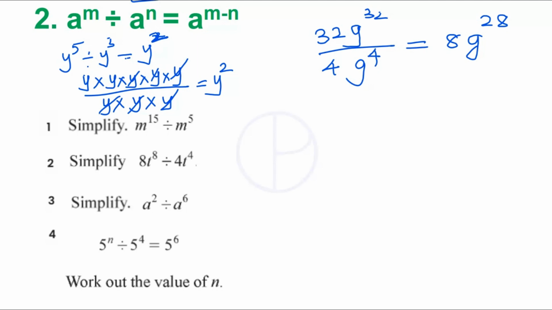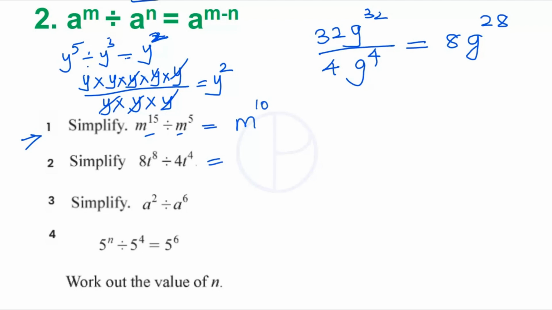Okay. First, you have to divide the numbers and then apply the law of indices for the division. Now let's do this question. Simplify m power 15 divided by m power 5. The bases are same. So subtract the powers. 15 minus 5 is 10.